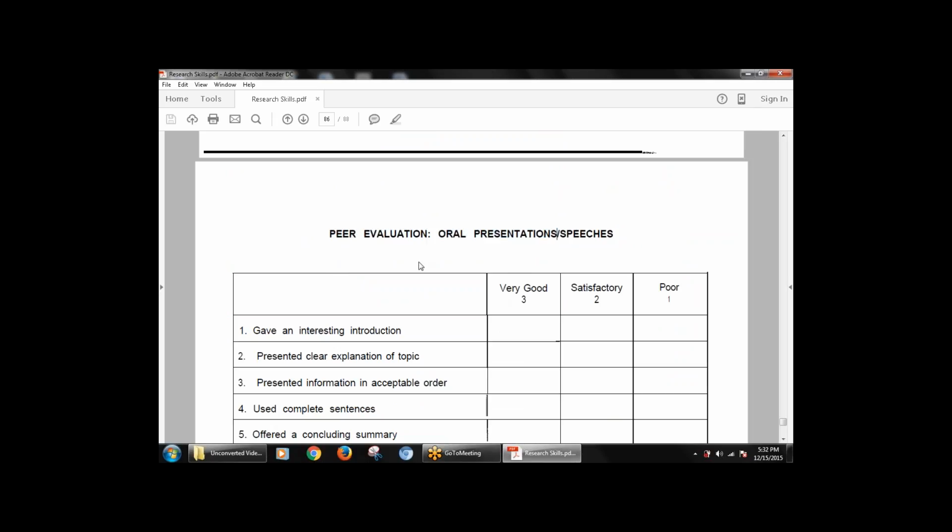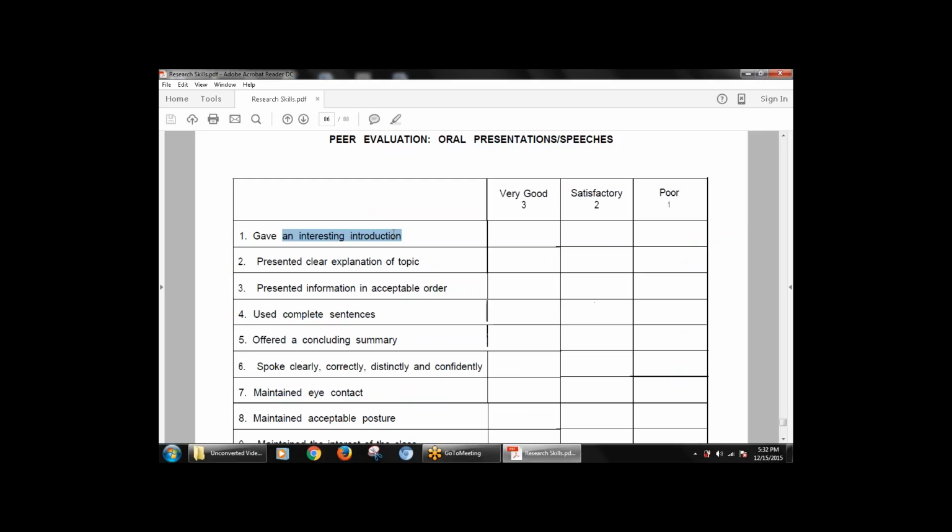Then peer evaluation, that is from colleague to colleague, they are evaluating: giving an interesting introduction. 3, 2, 1: yes, very good, satisfactory, and poor. Whether your peers present the information in a correct way, whether your peer presents a clear explanation of the topic, whether your peer presents the information in acceptable order, whether your peer uses complete sentences, that does not mean incomplete sentences. Then whether the peers offered a concluding summary or not, whether the peers spoke clearly, correctly, distinctly, and confidently, whether the peers maintained eye contact or not, and maintained an acceptable posture or not.